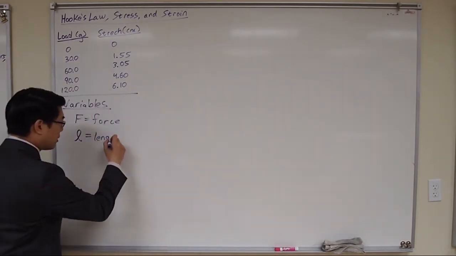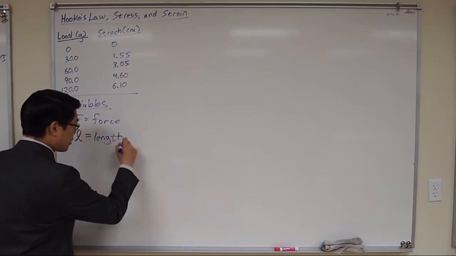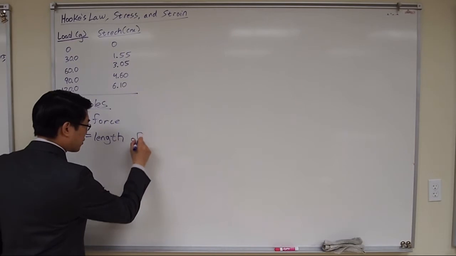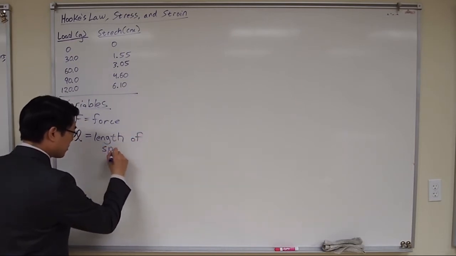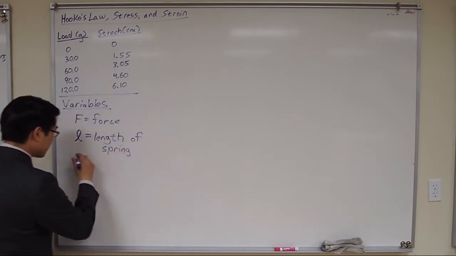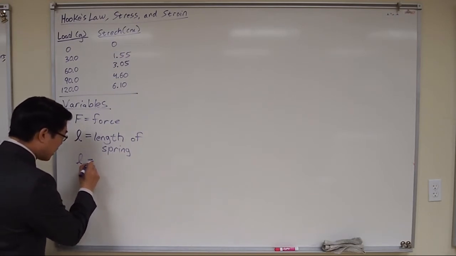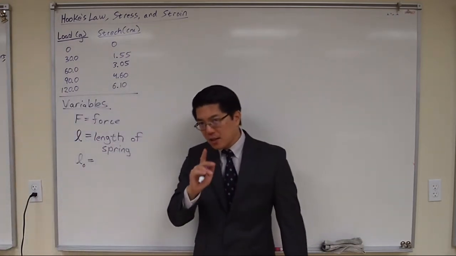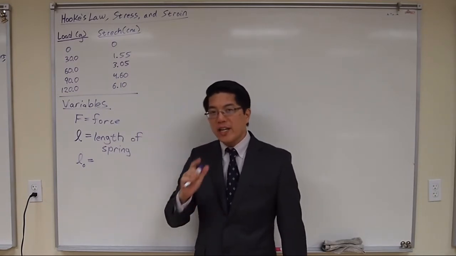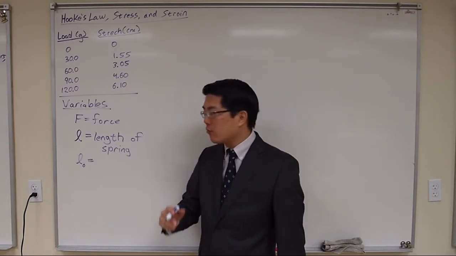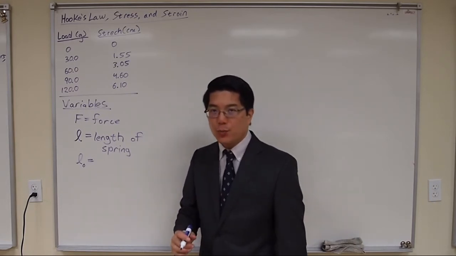There is L, and I'll write my L's in cursive so we don't confuse them with ones. That's the length of the spring. There is L0, which is the length of the spring when it is exerting no force. It is what's called the relaxed length of the spring.